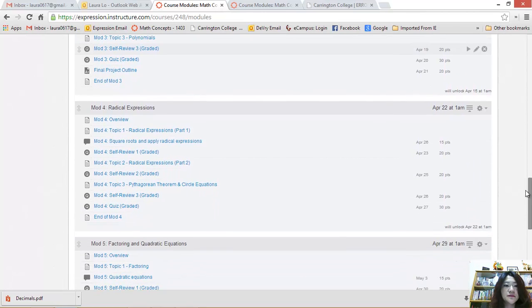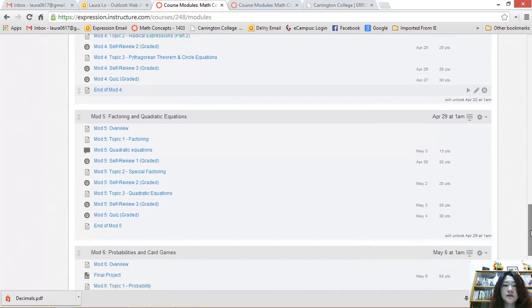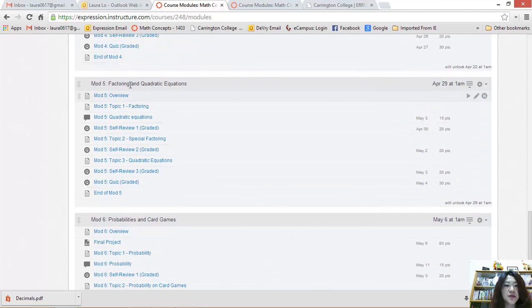Module 4 is the radical expression. We will introduce how to simplify radical expression and apply the Pythagorean theorem and the circle equation to do the radical expression. In Module 5, we will do factoring. We will learn how to do factoring and solve quadratic equations.